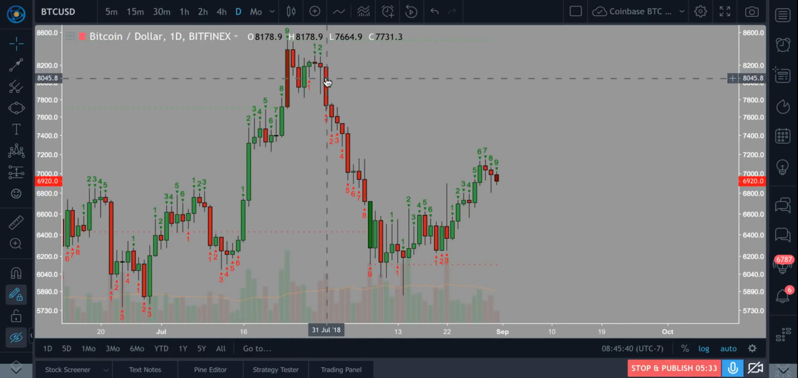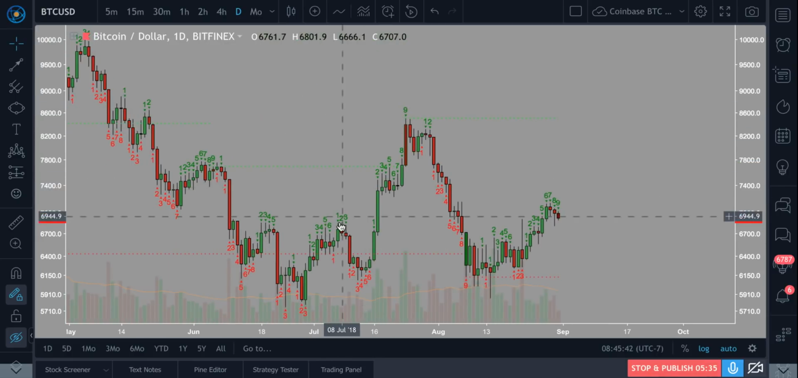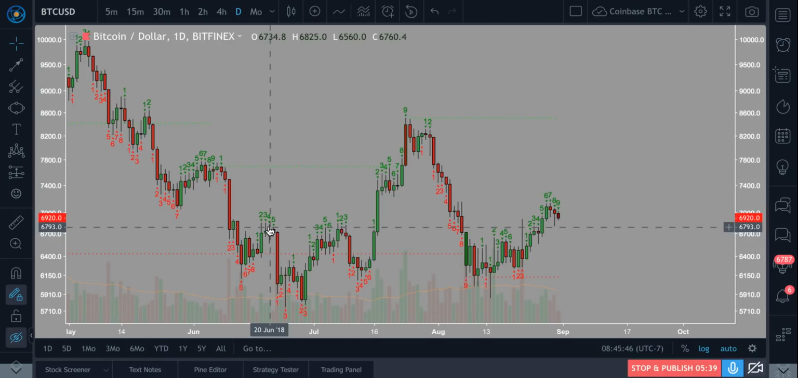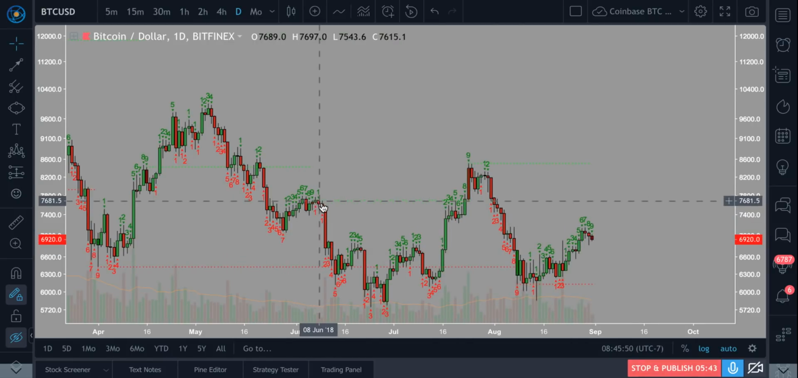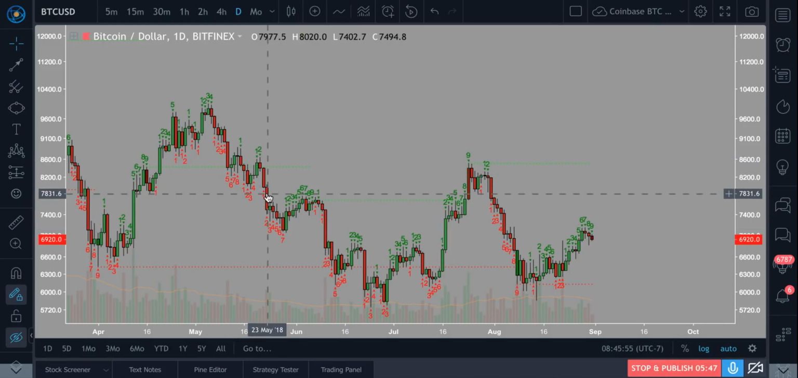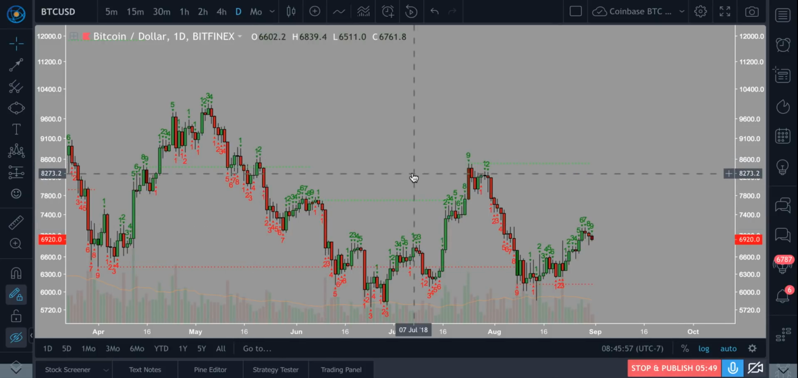1, 2, 3. That third candle is big, right? Right here, 1, 2, 3. That third candle is big. And this one is an indecision, but 1, 2, 3, third candle is big. So you get the point.